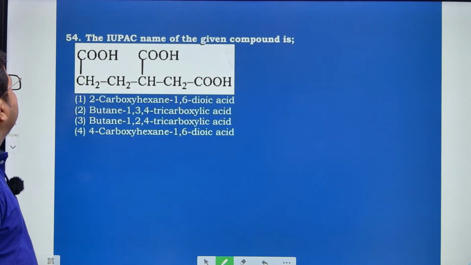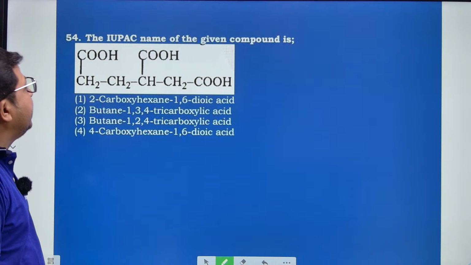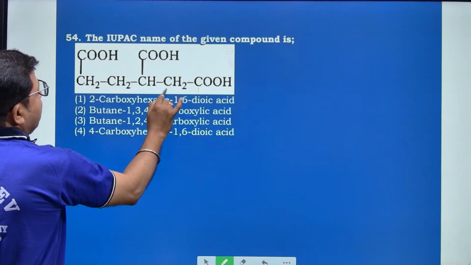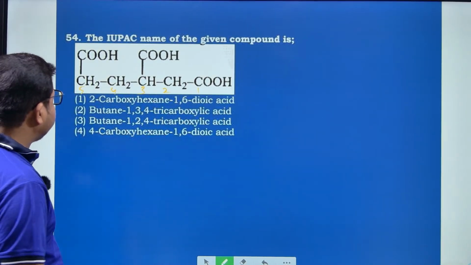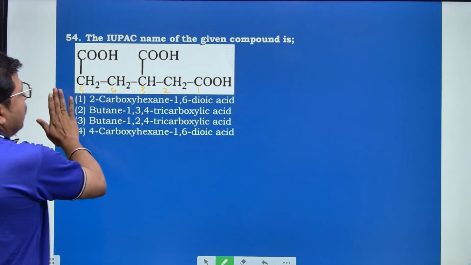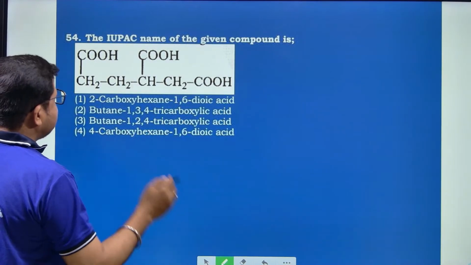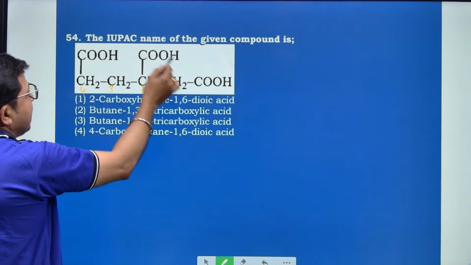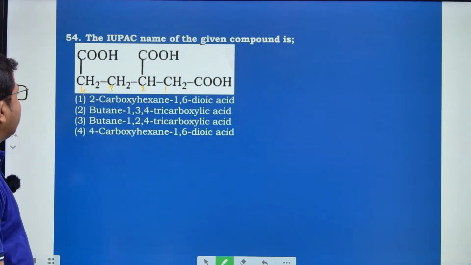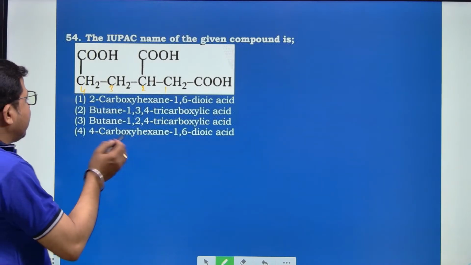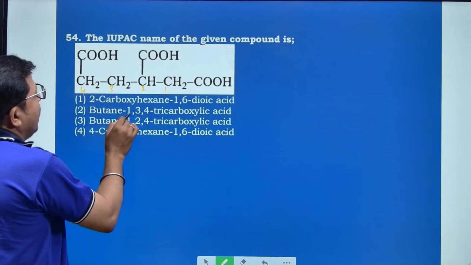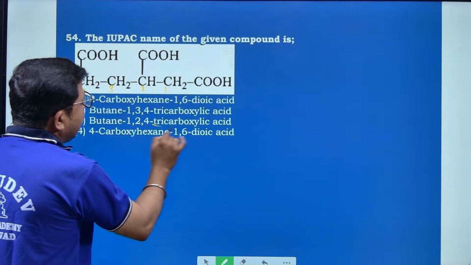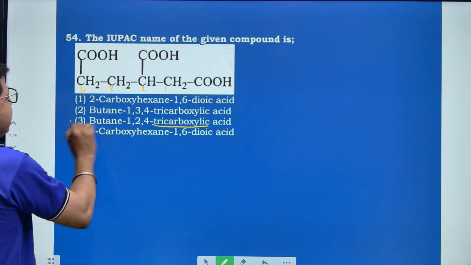And in question number 54, they have given the IUPAC name of the given compound. So this one is 1, 2, 3, 4, 5. We will start numbering it as 1, 2, 3, 4. There are 3 carboxylic acid groups attached to the butane. Hence it can be named butane 1, 2, 4 tricarboxylic acid, hence the right option is option number 3.